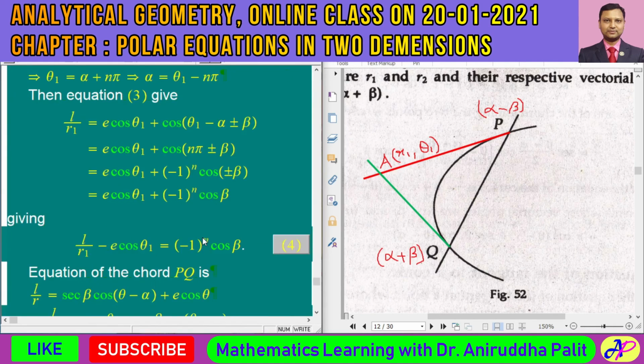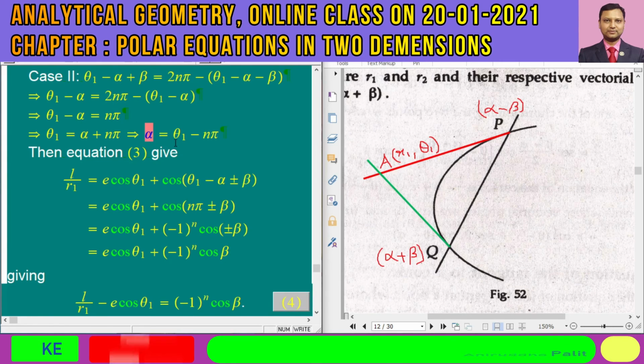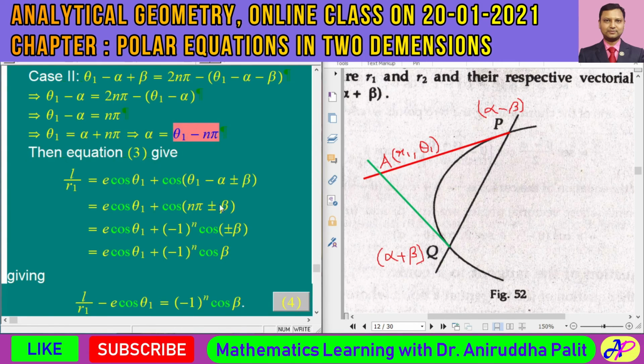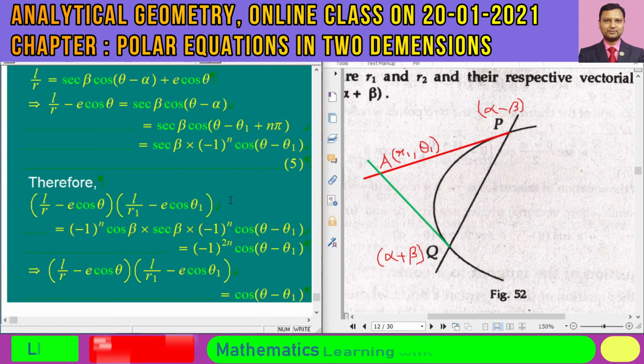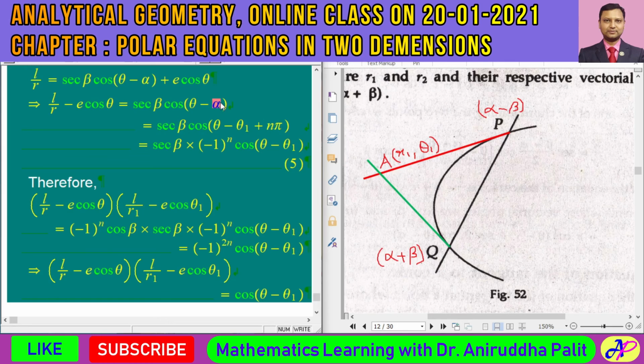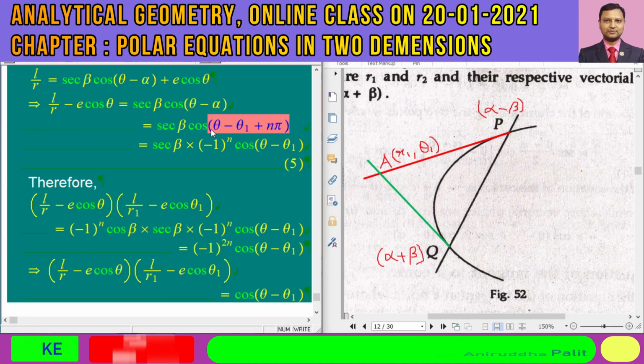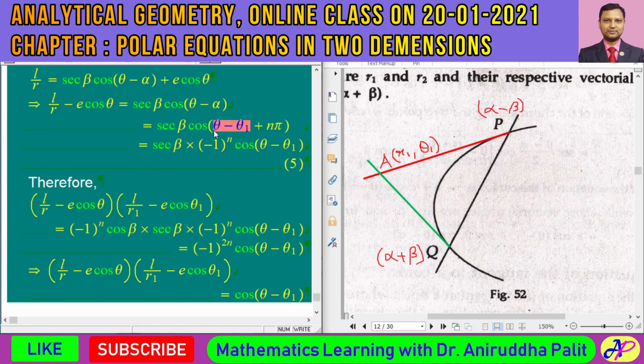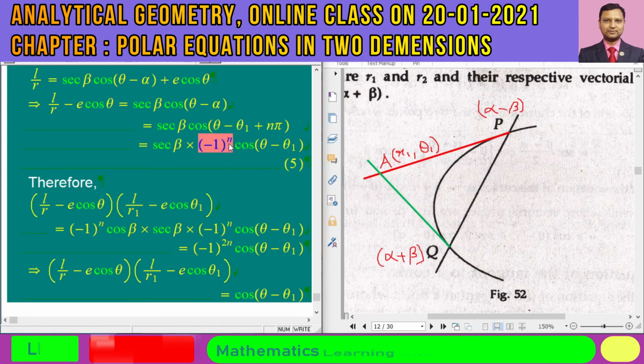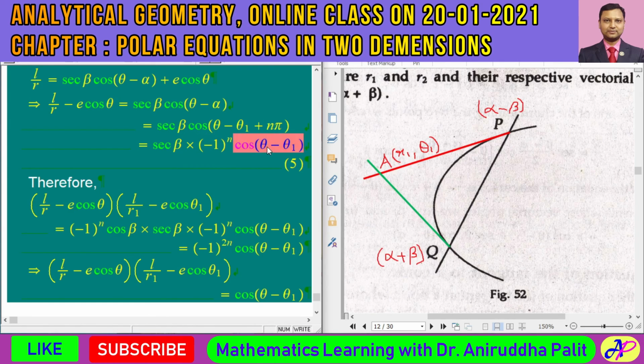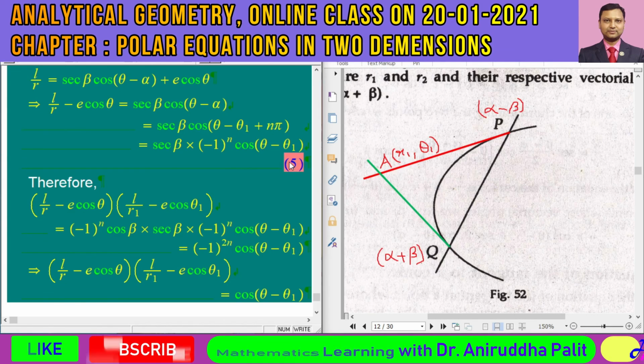Now, what is alpha? We already got the expression of alpha: alpha is equal to theta 1 minus n pi. If we put alpha is equal to theta 1 minus n pi in this relation, then we get theta minus theta 1 plus n pi, and therefore cos of theta minus theta 1 plus n pi can be written as minus 1 whole to the power of n into cos of theta minus theta 1. Let us mark it as relation number 5.